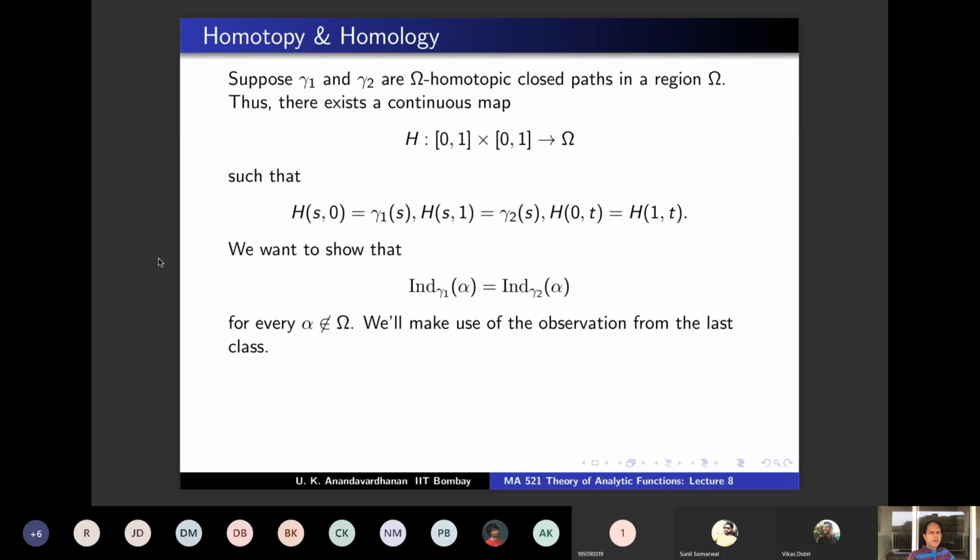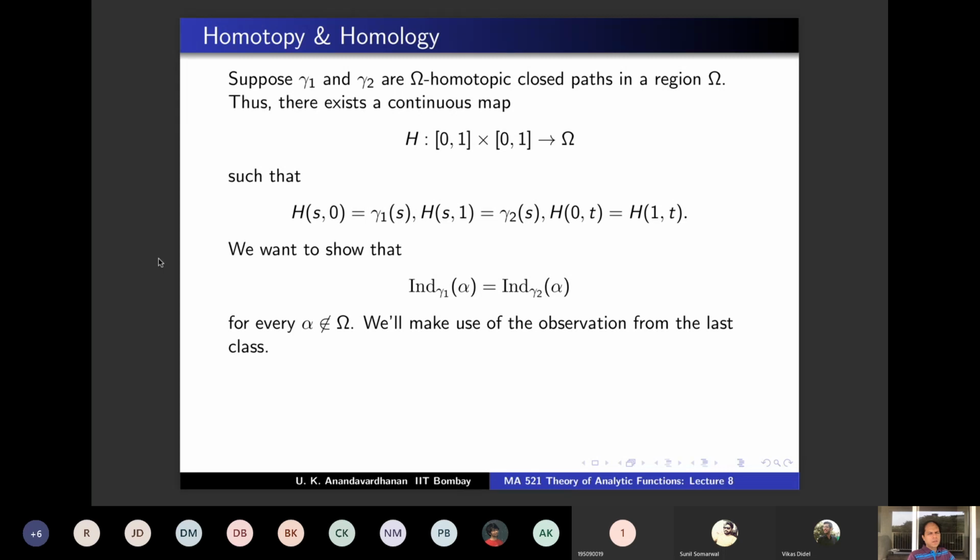So if alpha is such that mod gamma 2 minus gamma 1 is strictly less than mod alpha minus gamma 1, then you are done by the previous observation. But this may not happen. This condition may not be met, and then what we are going to show is you can, using the homotopy H, construct finitely many paths in between. So gamma 1 can be continuously deformed to gamma 2.